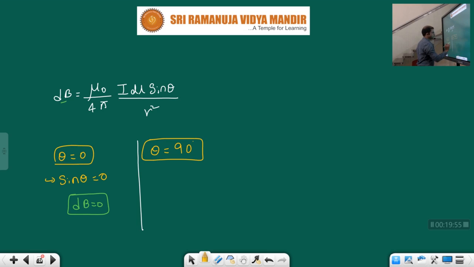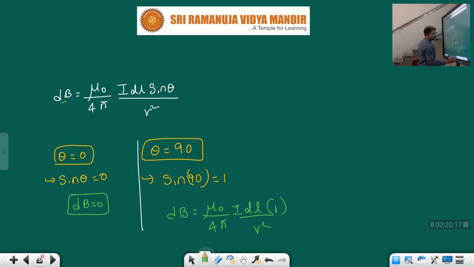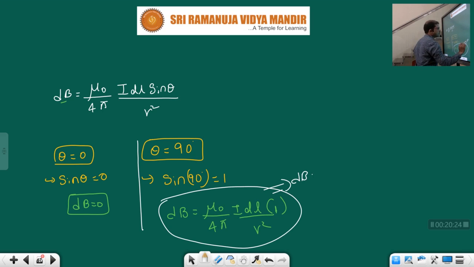See children, from an objective bits point of view, these points are very very important. Then sine 90 will be how much, children? Sine 90 is 1. Then what about dB, children? dB is equal to mu naught by 4 pi I dl into sine 90, which means 1, by r square. So this is what, children? Maximum value. This value of dB whatever we got is nothing but the maximum value.